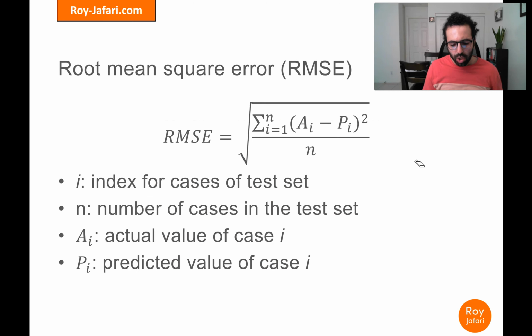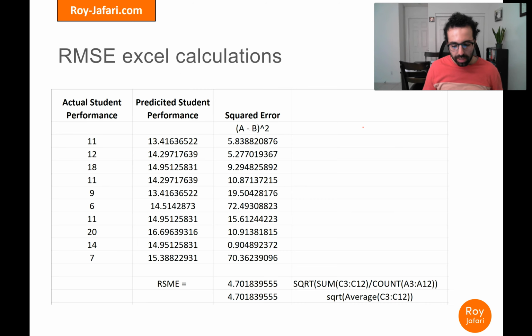And then you've got root mean square error, and this is the formula. You calculate the difference between actual and predicted for every value, raise it to the power of 2, and then you sum up all of those terms, divide by n, and take the root. That's what we know as root mean square error. And that is how you would go about calculating that in Excel.